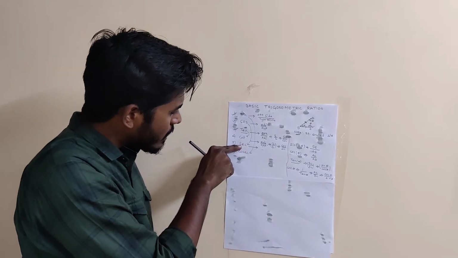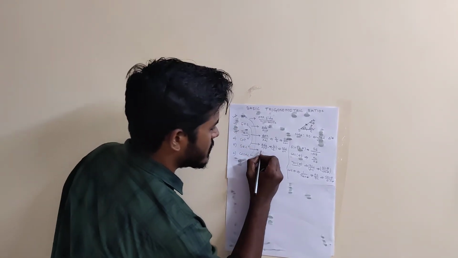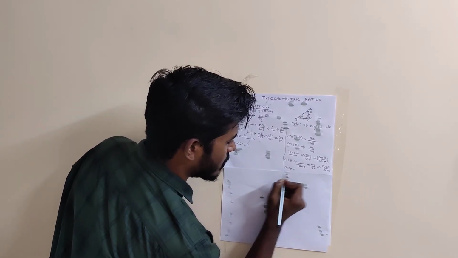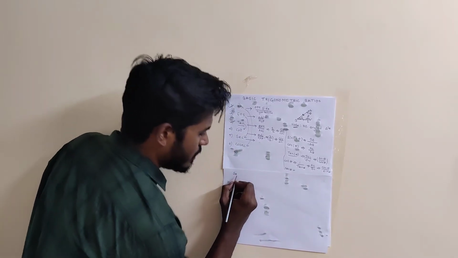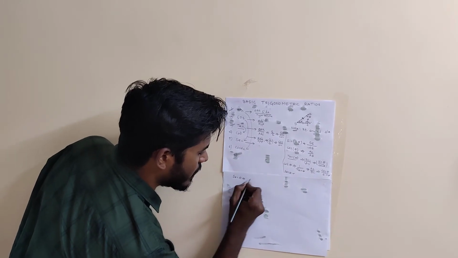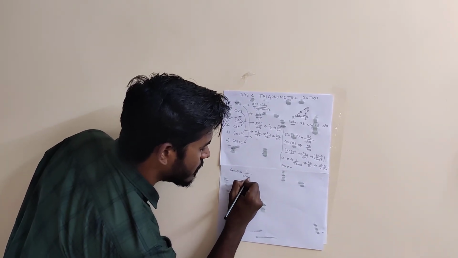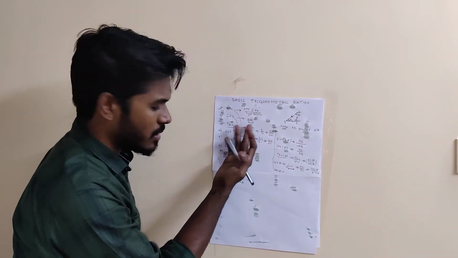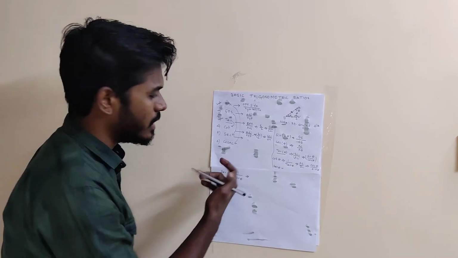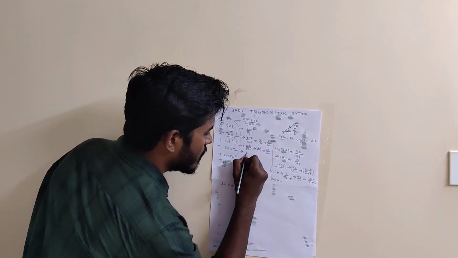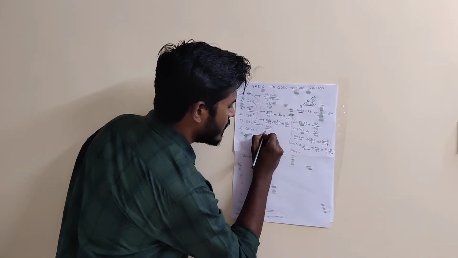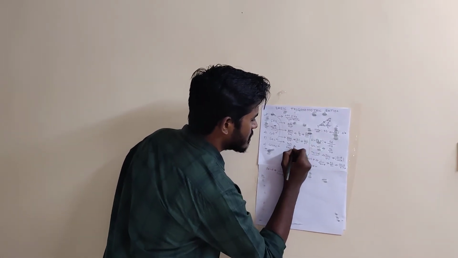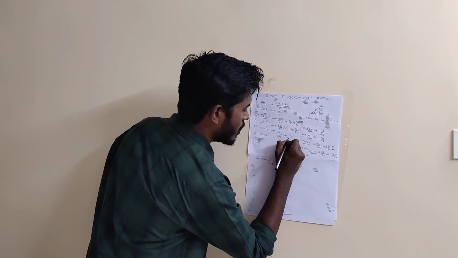That means secant is the inverse of cos. So I'll write it here. Secant theta can be written as 1 by cos theta. What is cos theta? Adjacent by hypotenuse. Then what will be the definition of secant theta? Come on, tell me. Hypotenuse by adjacent side. That means 1 by cos.